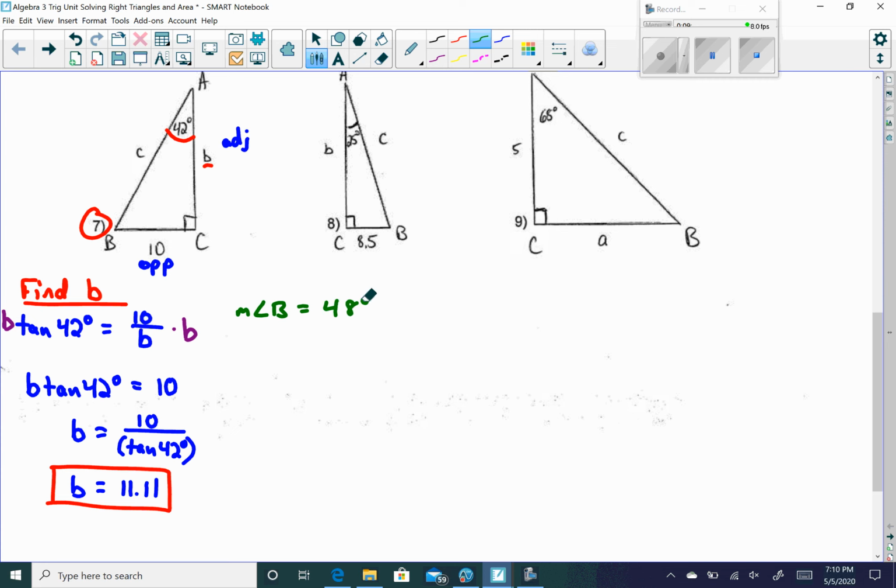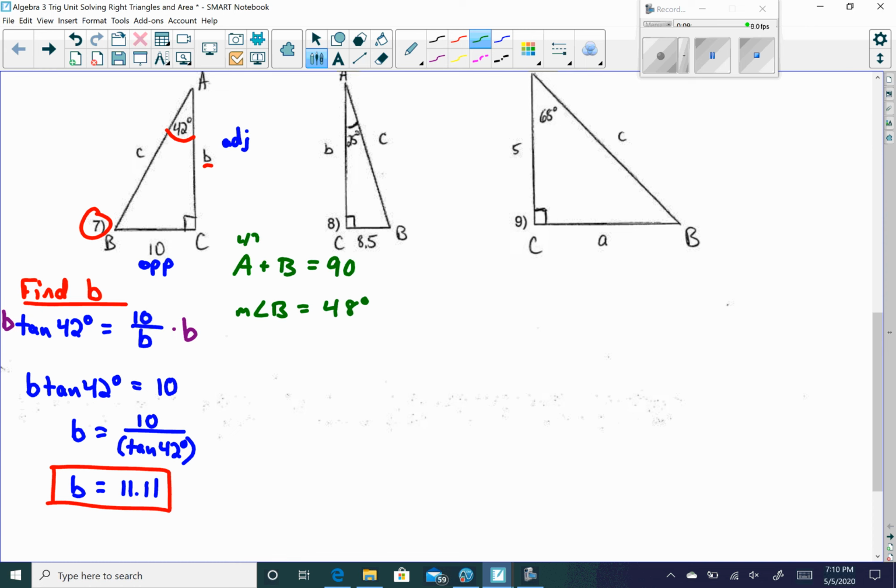So again, the way I figured this out was I knew that angles A and B should equal 90 degrees. So if A was 42, B would have to be 48. So I'm going to box this in as another one of our answers. And then all I have left to find is side C.